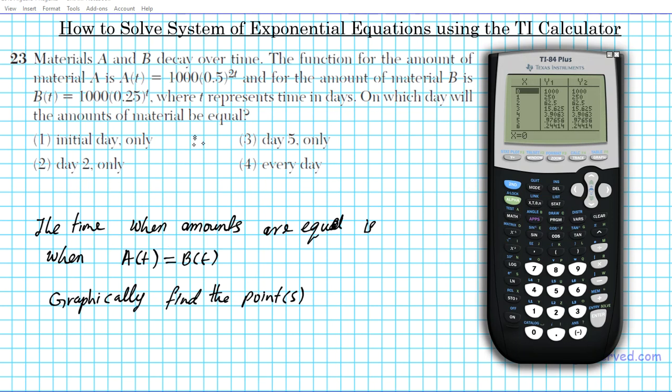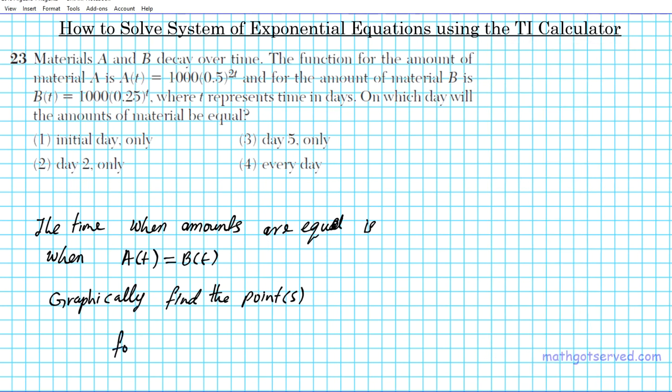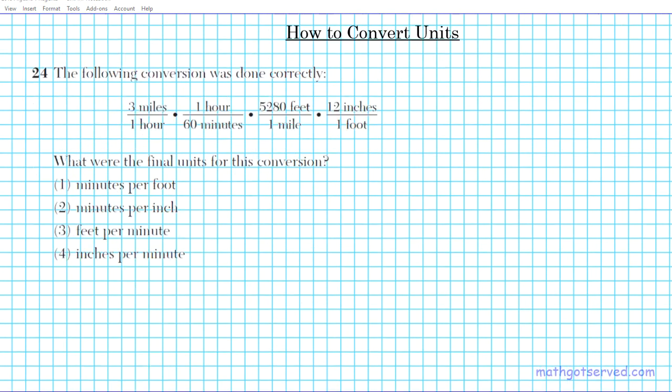So let's go back to the question. For what days? For all days, okay? Since we have infinitely many intersections for all days, the quantities are the same. So the answer to question 23 is option 4, because we have an infinite number of intersections. They are actually the same function, okay? So that's that.